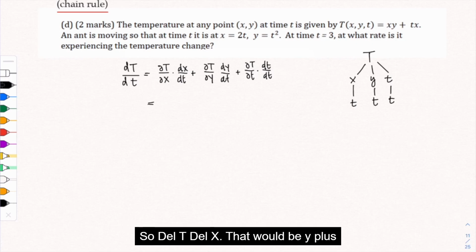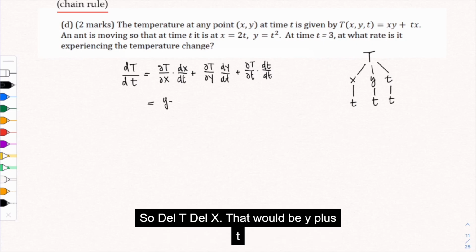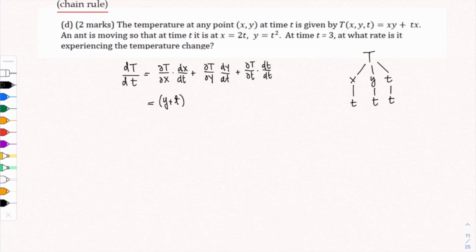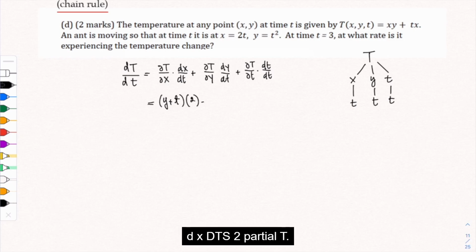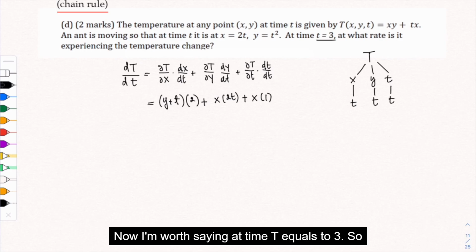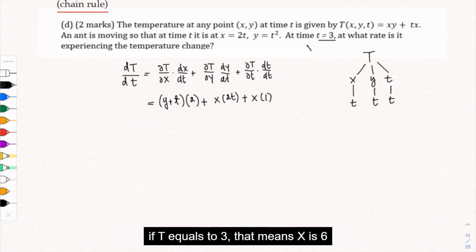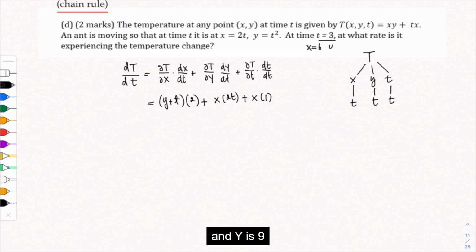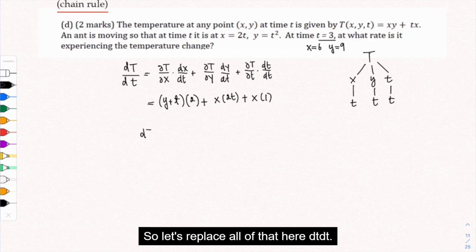So partial T partial x, that would be y plus t. dx/dt is 2. Partial T partial y is x. dy/dt is 2t. Partial T partial t is x. And then dt/dt is 1. Now we're saying at time t equals 3. So if t equals 3, that means x is 6 and y is 9. So let's replace all of that here.